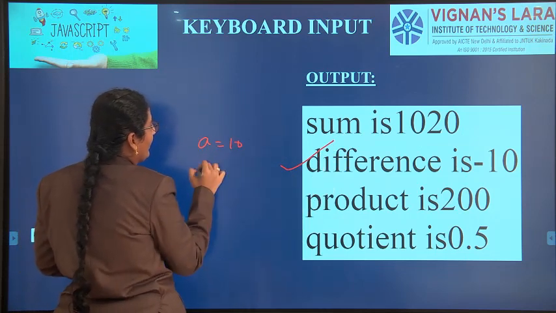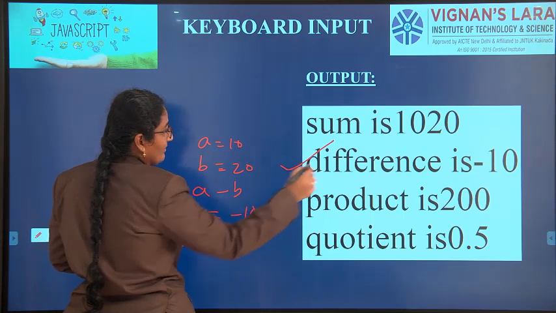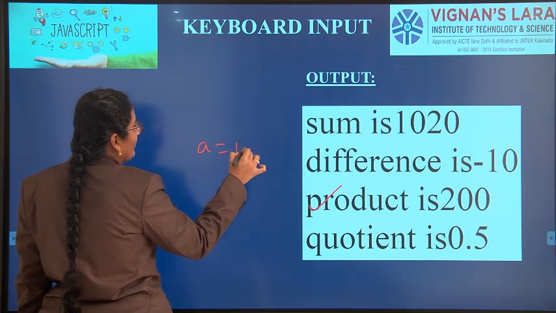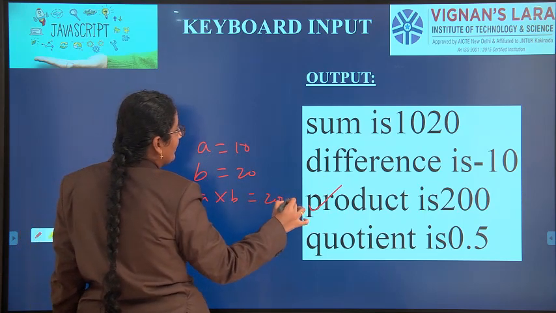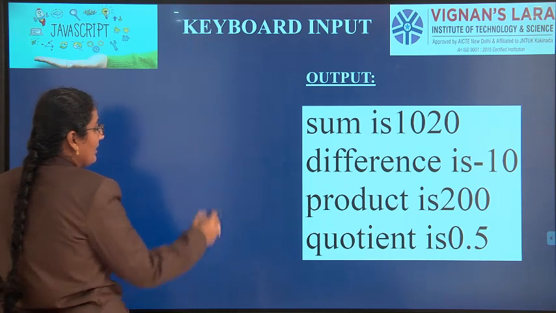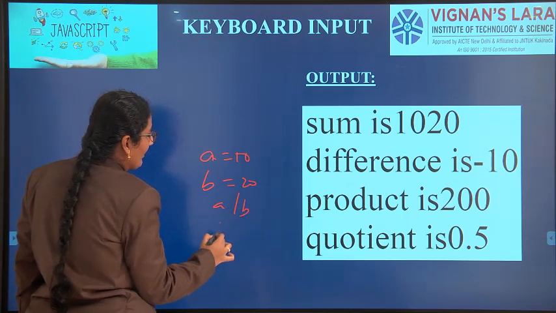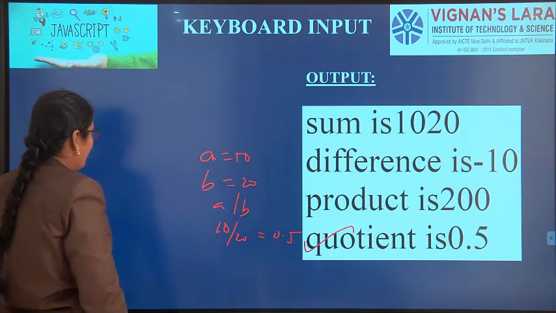A equal to 10, B equal to 20, A minus B equal to minus 10, correct. Product: A equal to 10, B equal to 20, A into B equal to 200. This is also correct. A equal to 10, B equal to 20, A by B equal to 10 by 20 equal to 0.5. This is also correct.